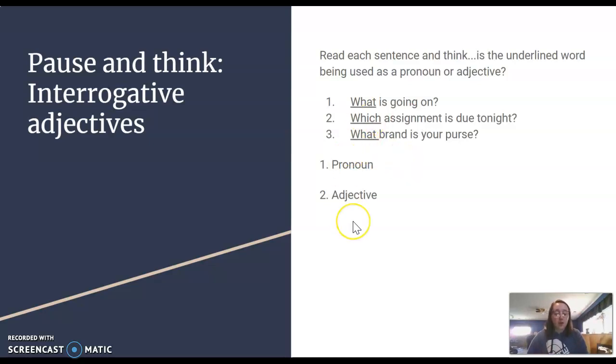Okay, and then our third one, what brand is your purse? Same thing, what is an adjective coming before the noun brand? So we know it is modifying it. What brand, and then your verb comes after.